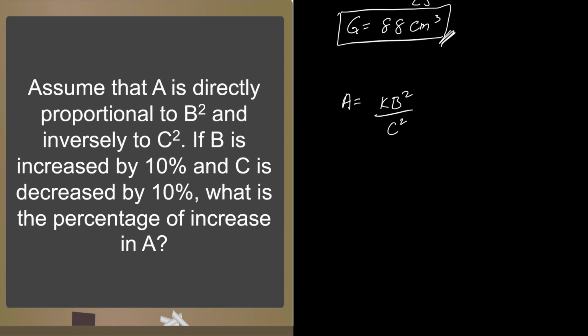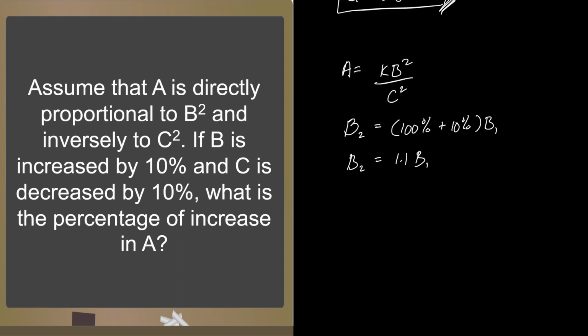Based on the given, B increased by 10%. So how do we express that? We can write B2, which is 10% bigger than B1, or 100% plus 10% of B1. In short, B2 is equal to 1.1 of B1. Given that C decreased by 10%, we can also write that as C2 is equal to 100% minus 10% of C1. In short, C2 is equal to 0.9 of C1.